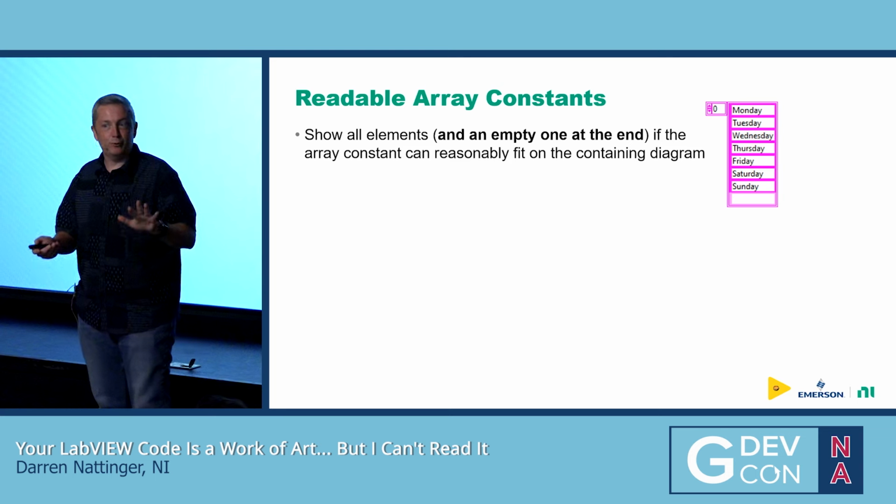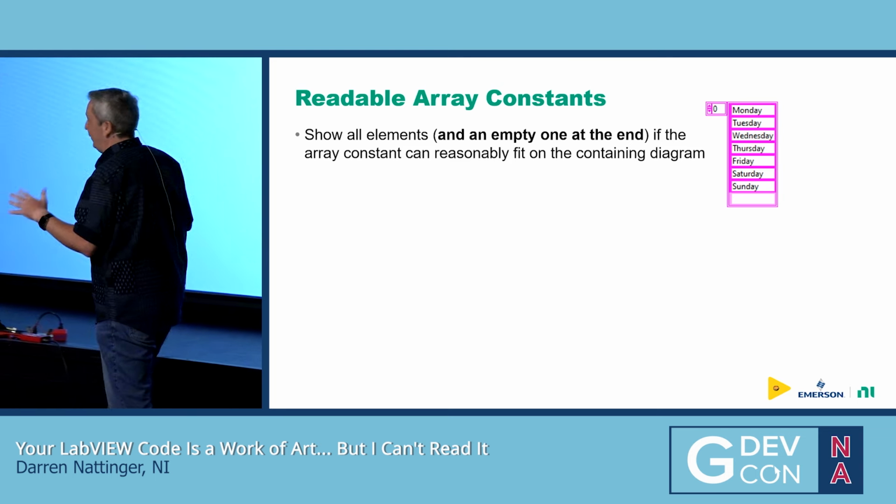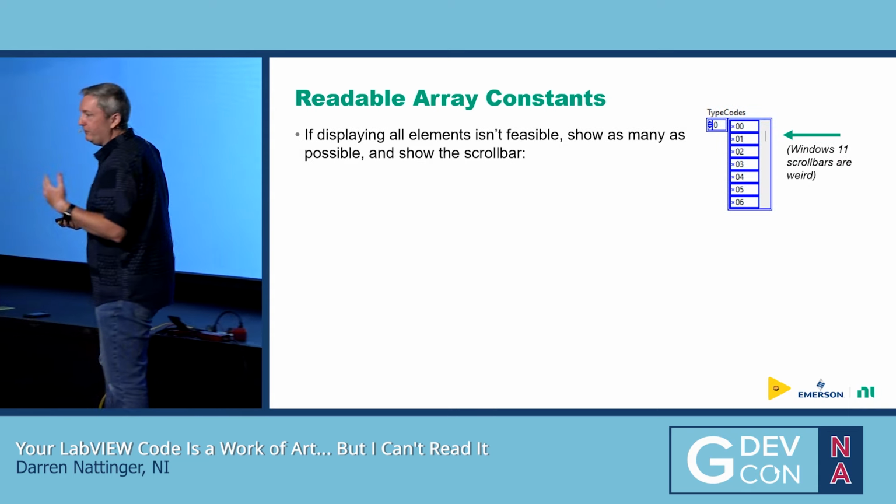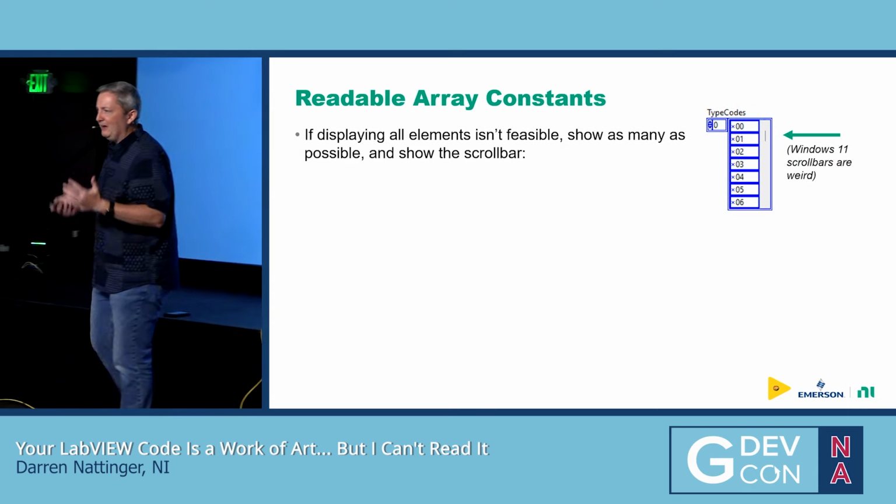But there are times where we've got array constants that we can't really reasonably fit on the block diagram that contain them. In those cases, grow it as much as it makes sense and show the scroll bar.